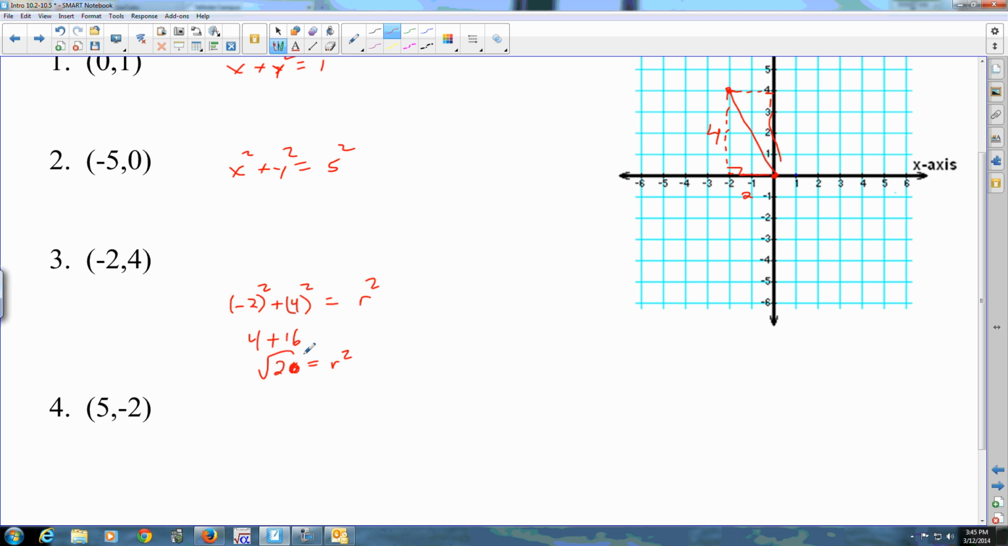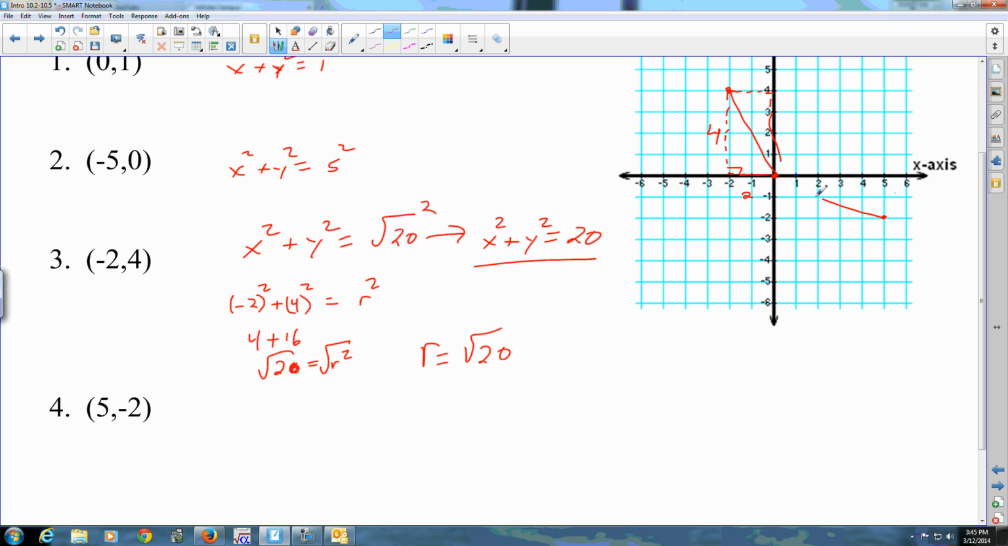And then you square root both sides. Now, because of what we're doing with it, writing the equation, I don't need to simplify this. So this would become x squared plus y squared is equal to 20. And you're done. This one, 5, negative 2, so 5 over, 2 down.